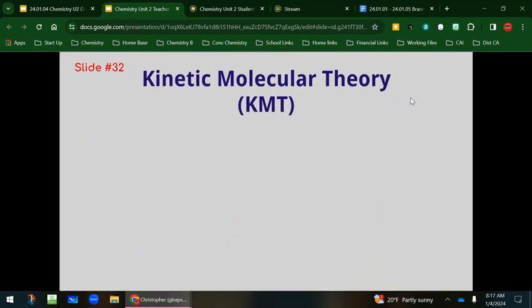So let's get into this, ladies and gentlemen. This is where we're getting into it. And the reason that we spent a bunch of time talking about kinetic and potential energy is because now we're going to relate it to something called KMT. KMT is kinetic molecular theory.